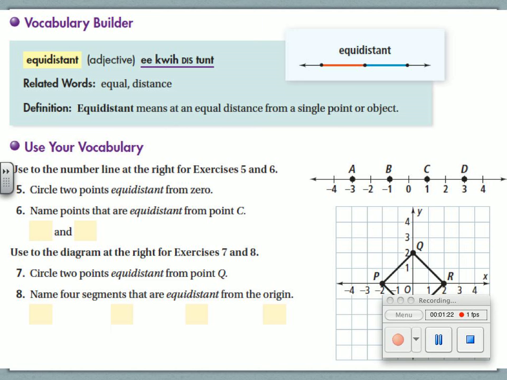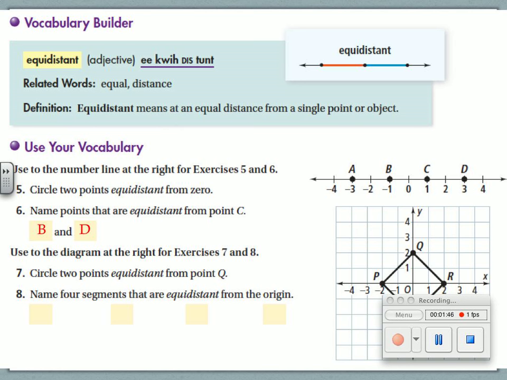So if we look at our number line at right, circle 2 points equidistant from 0. There's actually two sets of points. There's A and D, and then there's B and C. Both of those are equidistant from 0. Name the points that are equidistant from the point C. That would be B and D.